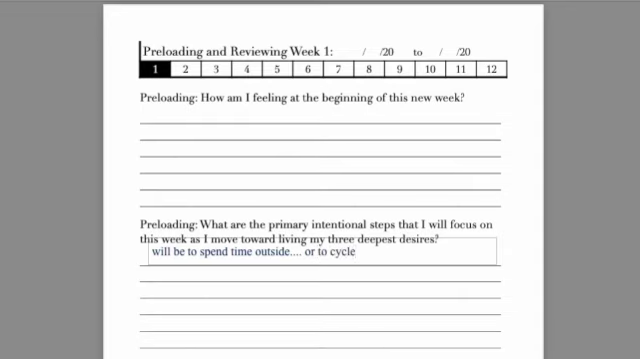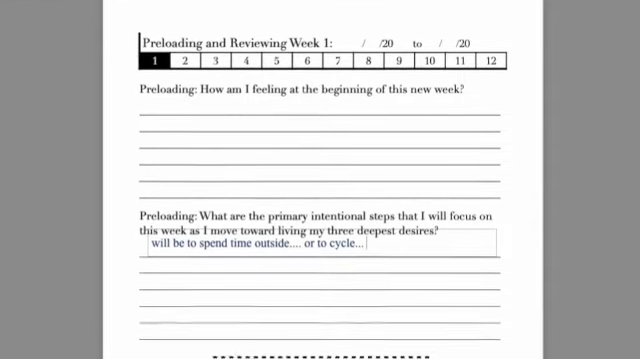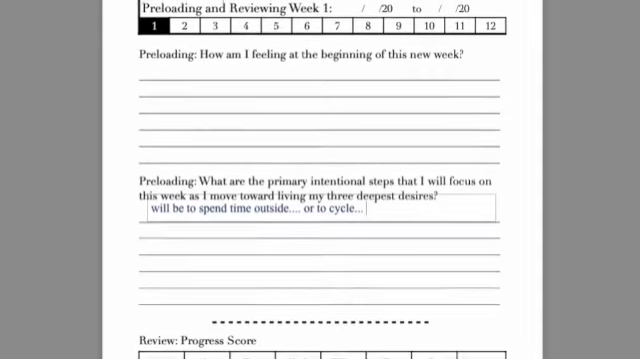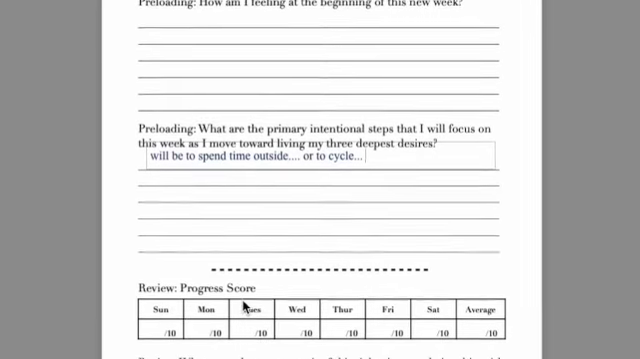Or to cycle outside. So to list these specific intentional steps, here you might just be pulling 6 or 8 or 10 of what could have been 30 different intentional steps that were part of your desires. But put those down as a focus for the upcoming week. Then at the end of the week, you're going to return to this page to do a week review.